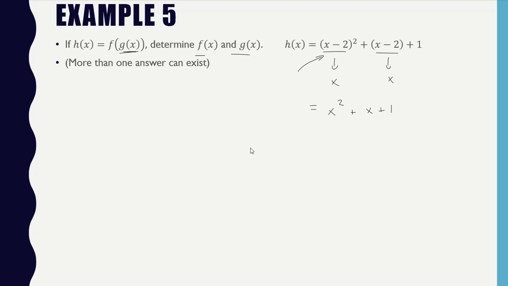So for me then, I would say g of x is equal to x minus 2. And then this would be my original f of x then. So it'd be x squared plus x plus 1. And actually that's it. Now you might have other ways you can think about that as well. And there is more than one answer here.